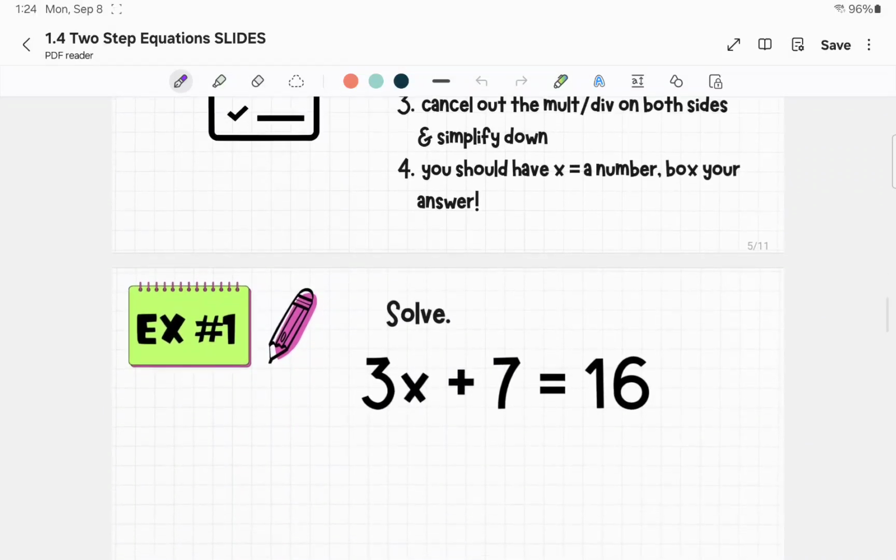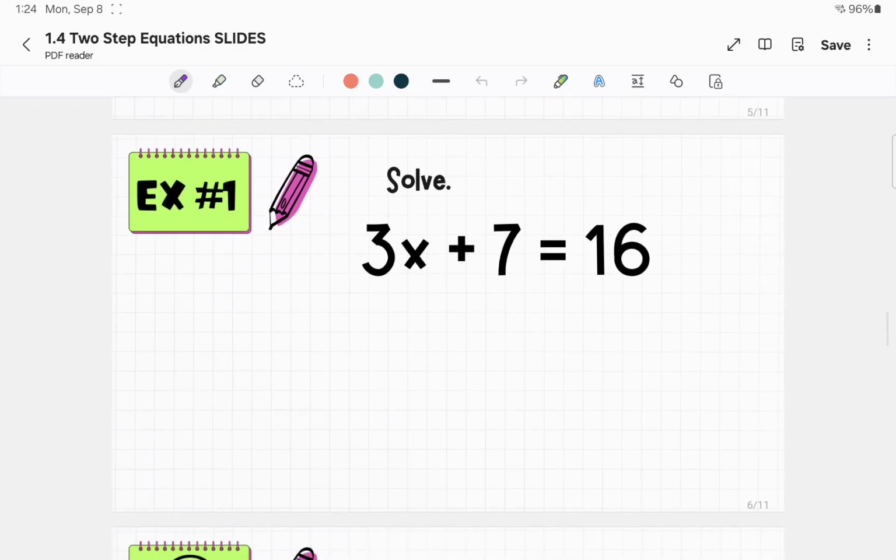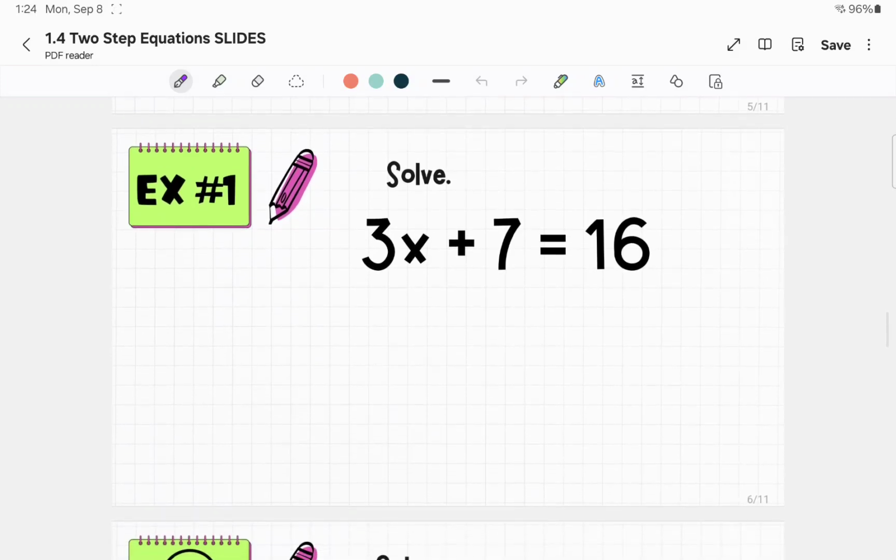So let's go ahead and do example number 1. You do need to start writing this one in your notes. You're going to do the examples and the try-its all in your notebook. All right, so let's solve number 1. It says 3x plus 7 equals 16. So write this down. You can even pause the video to write this down.